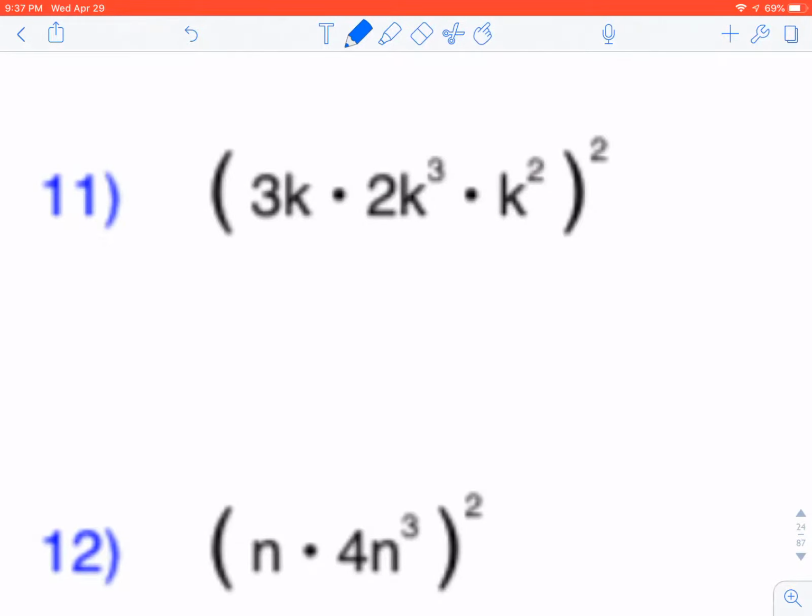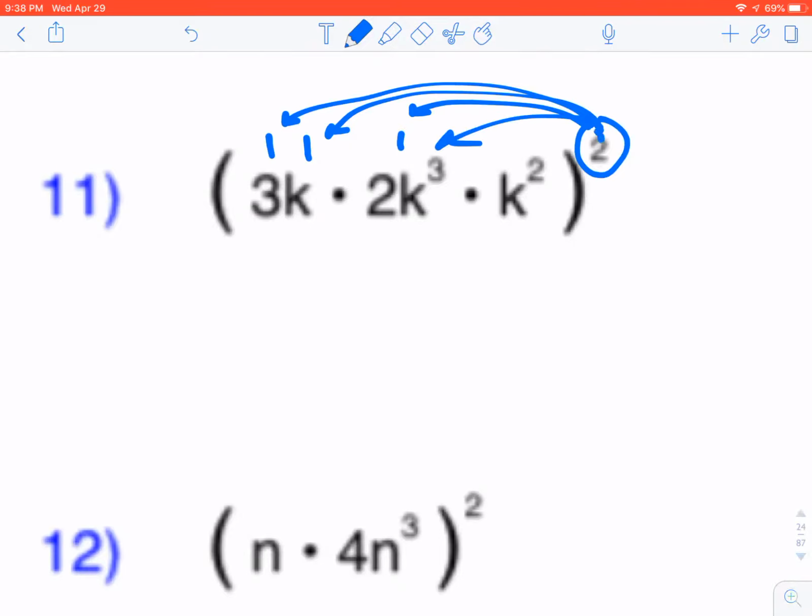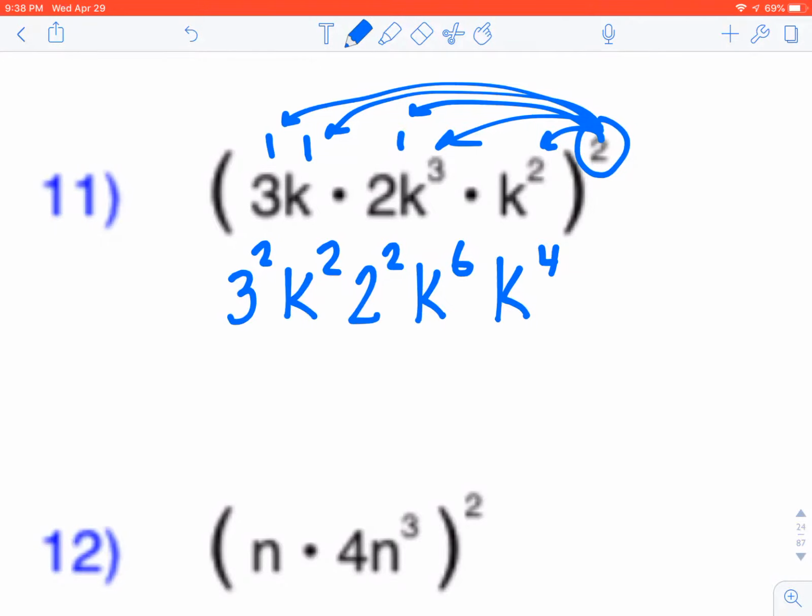All right, so number 11. Again, put your 1s above the terms that you don't see exponents. Okay? And we're going to multiply that through. Okay? So you have 3 to the 2nd, k to the 2nd, 2 to the 2nd, k to the 6th, k to the 4th. So you have a lot of k's on this one. Okay? Look at your bases that are the same. Okay, which are all of our k's here.